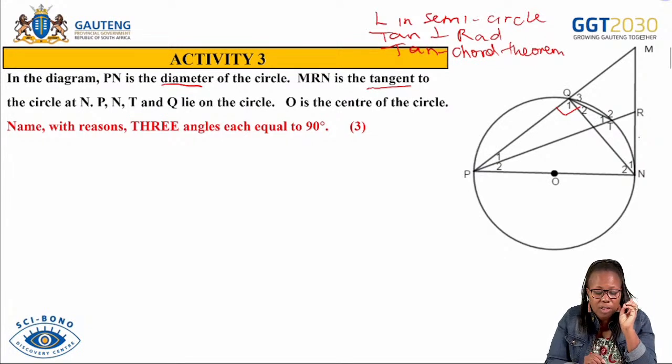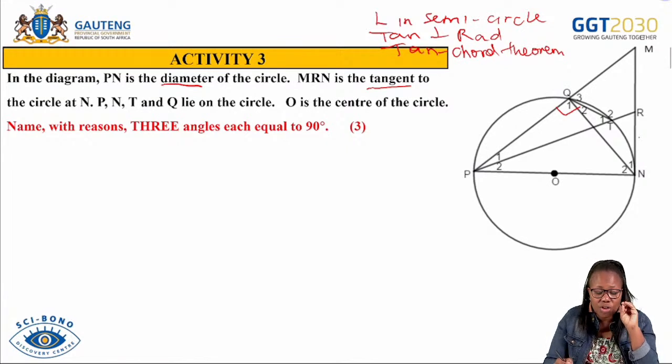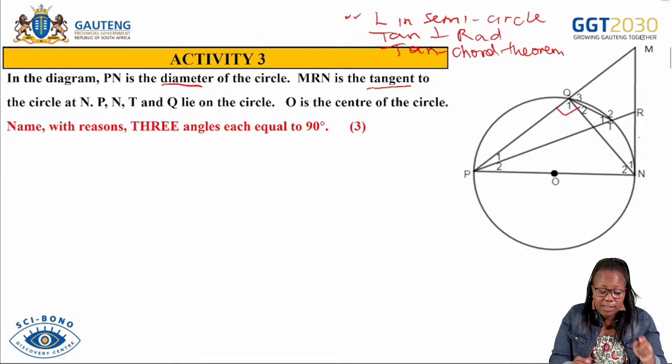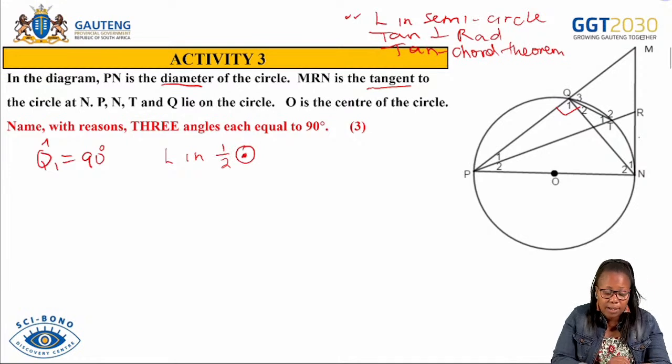And then P, N, T and Q lie on the circle, O is the center. Everything is noted on the diagram, great Charles. Now name with reasons 3 angles each equal to 90 degrees. Can you see you have already answered all your questions, great Charles? We have a diameter that is subtending angle on semicircle, giving us the first 90 degrees. Therefore, Q1 is equal to 90 degrees. That is angle in half of your circle or angle in the semicircle.